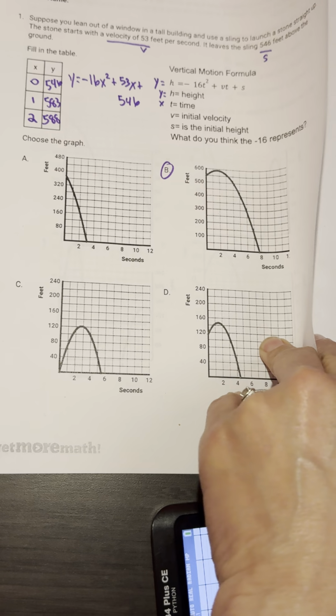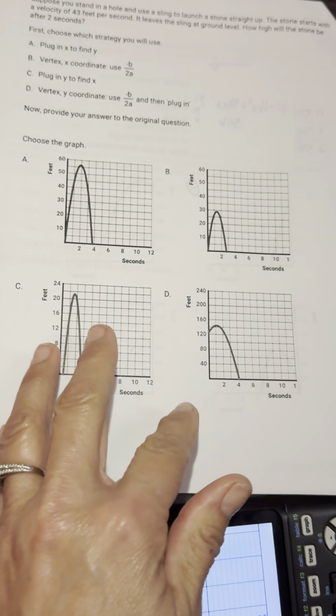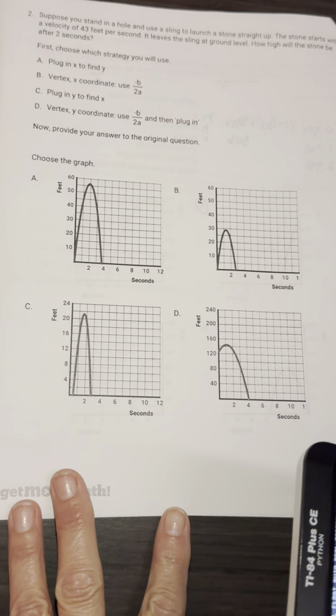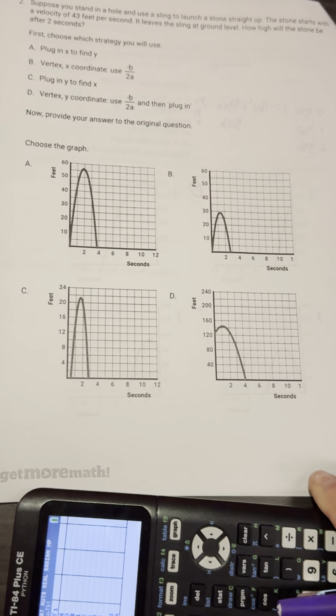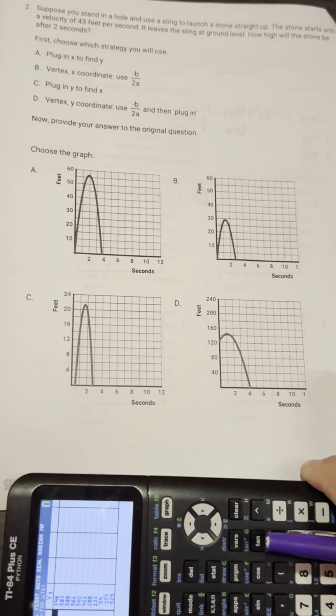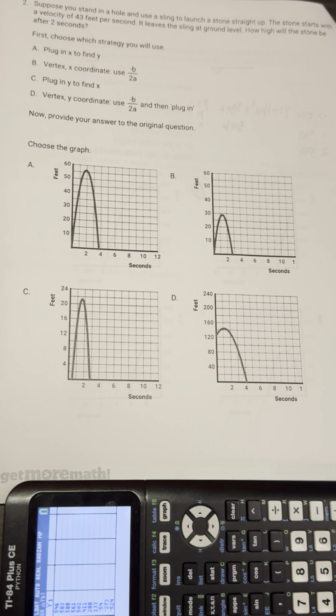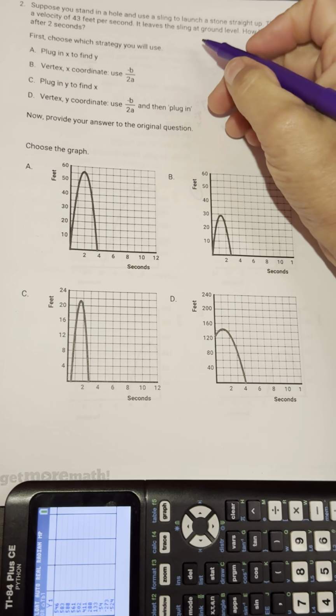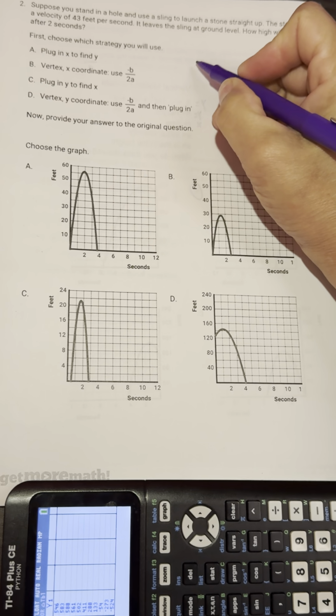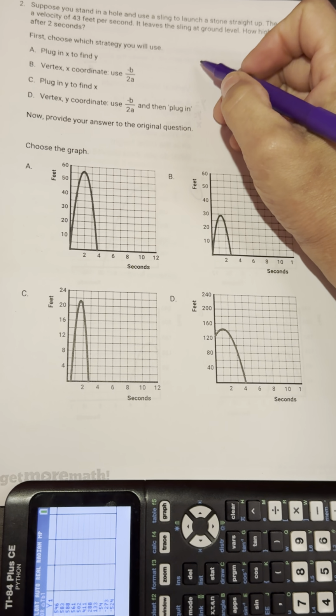So what do y'all think the negative 16 represents in the equation? We have pressure on us every day, because if we didn't have pressure on our bodies, on the earth, then we would be floating like astronauts, correct? So what is that pressure called? Gravity.